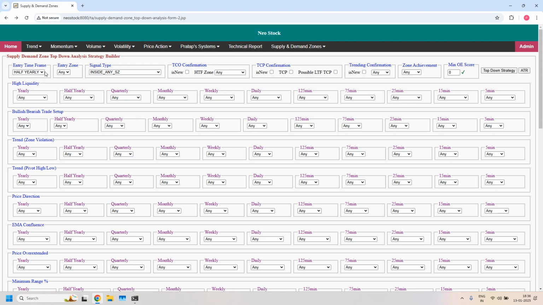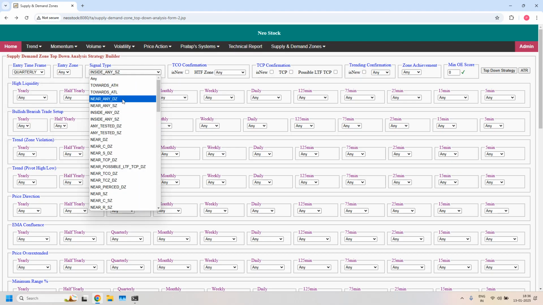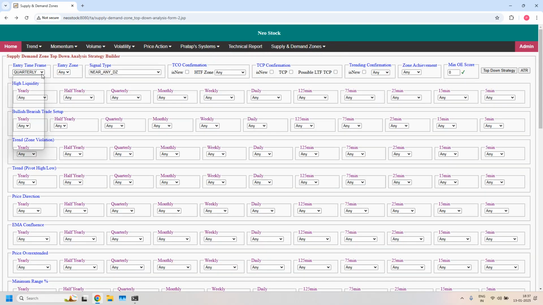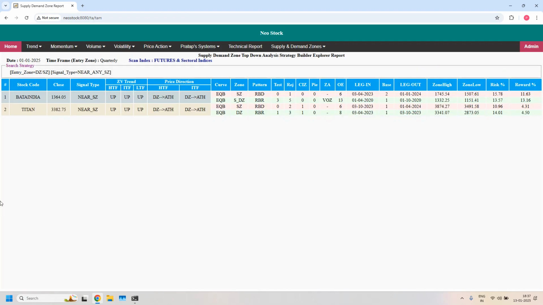Next time frame is quarterly. Stocks near quarterly demand zone. 2 stocks are filtered. Next, quarterly time frame. Stocks near quarterly supply zone. 2 stocks are filtered.